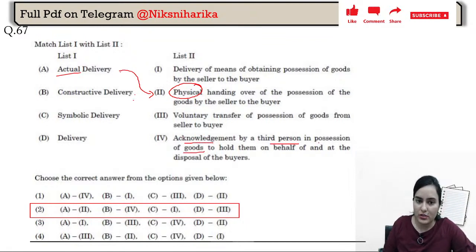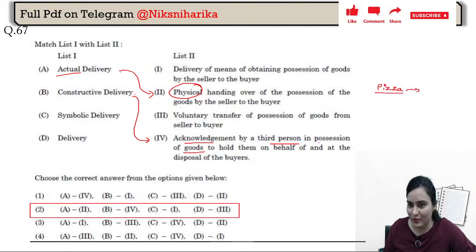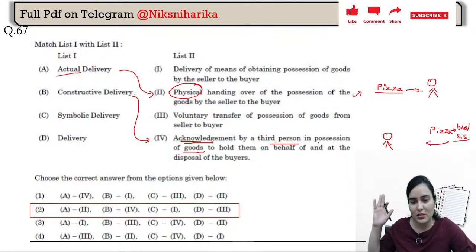What was the example? Suppose the pizza is coming to my home. If the pizza is coming to my home, then I am receiving that pizza. So that is the actual delivery, right? Now, I am getting only acknowledgement. That means I am outside the home, and anyone in my house is receiving the pizza. Suppose my brother or sister is receiving the pizza, and they are calling and telling us, okay sir, okay madam, your pizza is delivered at your home. So that is a kind of constructive delivery, without any physical item in our hand.